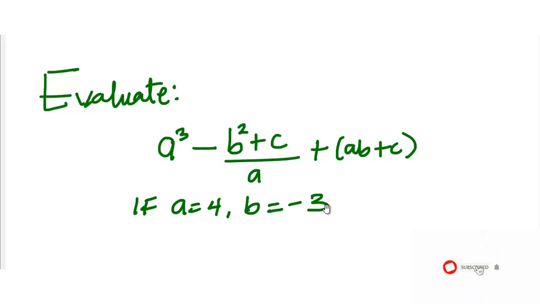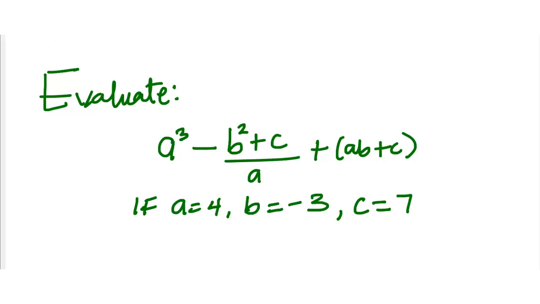Alright, so in this video, we have to evaluate this algebraic expression. But in this case, we have been given the values that correspond to each of the variables. We have a to be 4, b to be equal to -3, and of course c in this case is given to be what? 7.